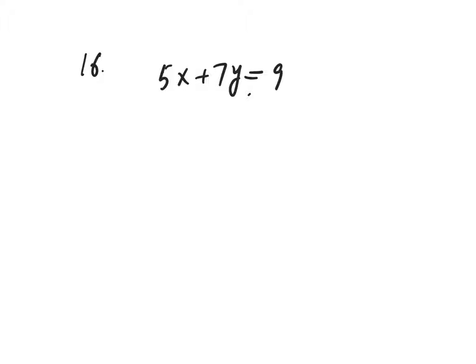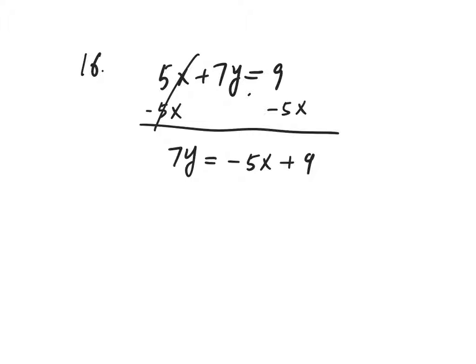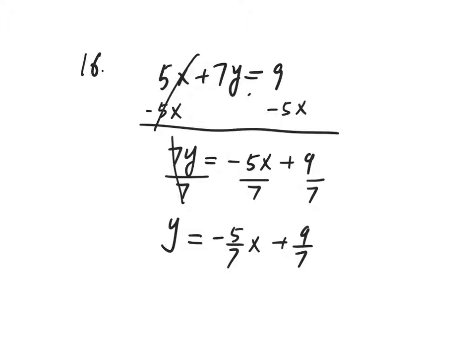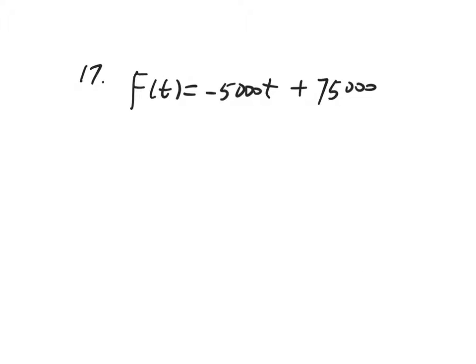Okay, to determine the slope and the y-intercept of number 16, we subtract 5x from both sides. So 7y equals -5x plus 9, and then divide by 7 on both sides. So I'll have y equals -5/7x plus 9/7. So the slope is equal to -5/7. That's the slope. And the y-intercept is (0, 9/7). That's the y-intercept.